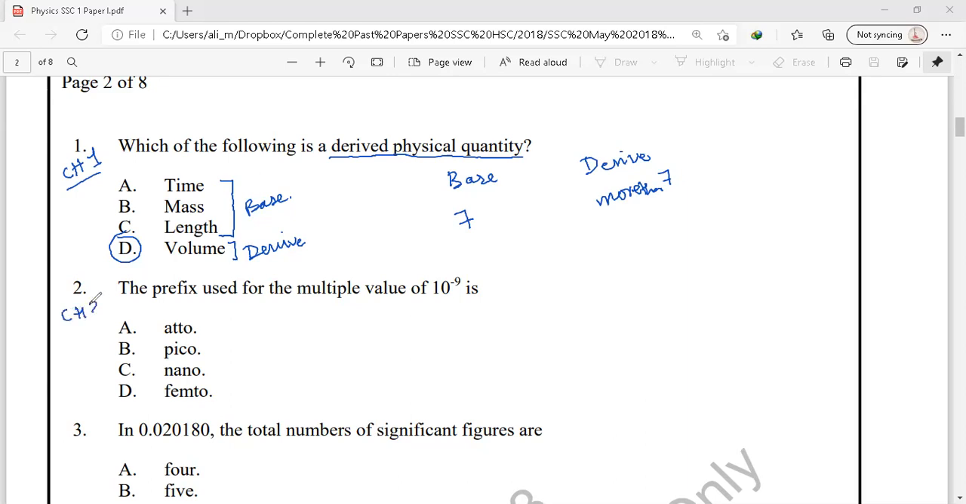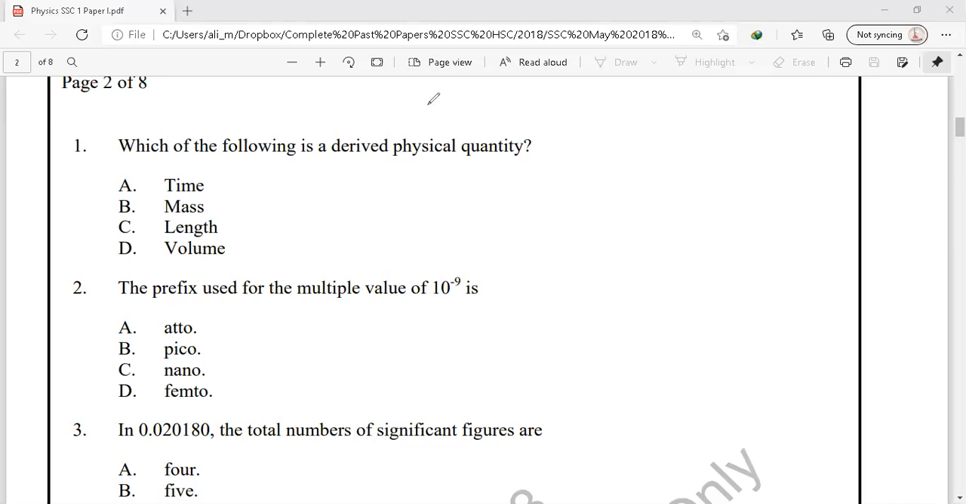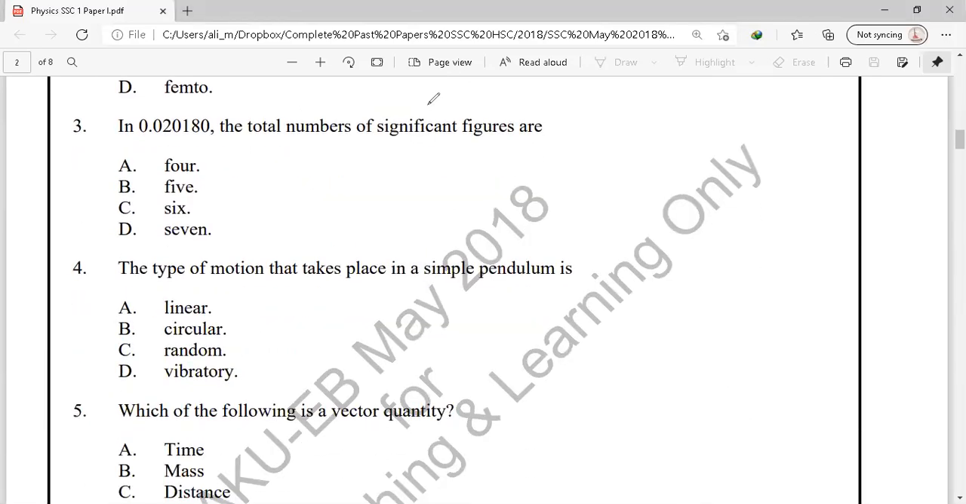This is also from our chapter number 1, physical quantities and measurement. The prefix used for the multiple value of 10 raised to the power minus 9. So we have studied a number of prefixes and their multiple values in terms of powers of 10. So the prefix of the factor 10 raised to the power minus 9 is nano. Option C is the correct answer for this question. So quickly, let's move to our question number 3.